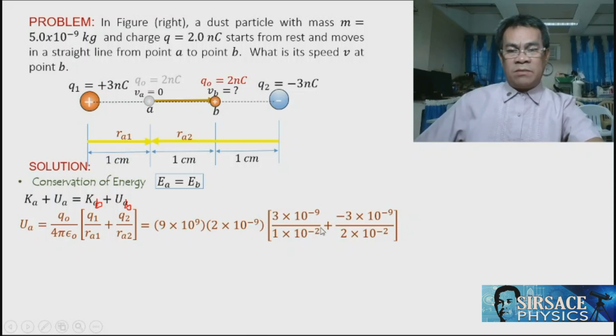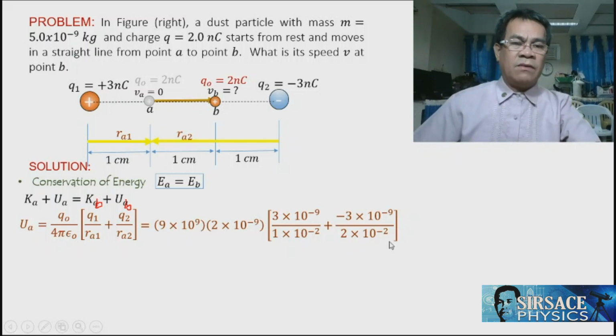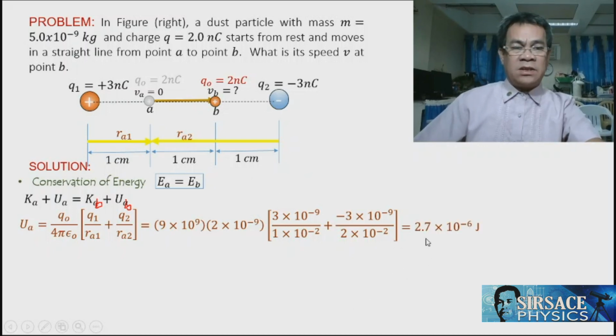It is 10 raised to negative 2. If this is milli, 10 raised to 3. Okay? So therefore this is the charge 1 over r1 added by charge 2. Charge 2 is 3 negative divided by the r2, which happens to be 2 centimeters. Okay, this is only 1 centimeter, while the other is 2 centimeters. So therefore, this should be 2 times 10 raised to negative 2, centimeter to meter. Okay, so therefore, calculate. The answer is positive 2.7 times 10 raised to negative 6 joules.